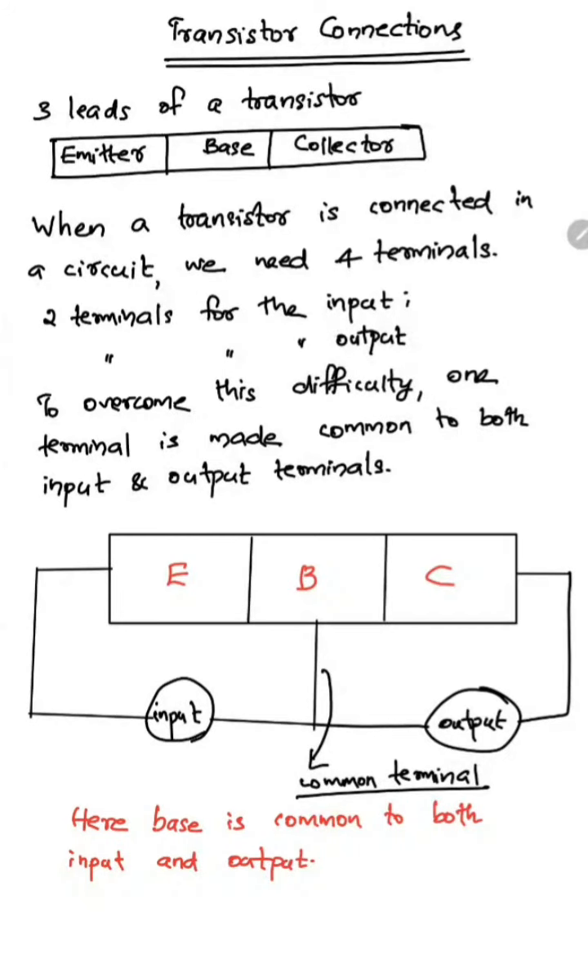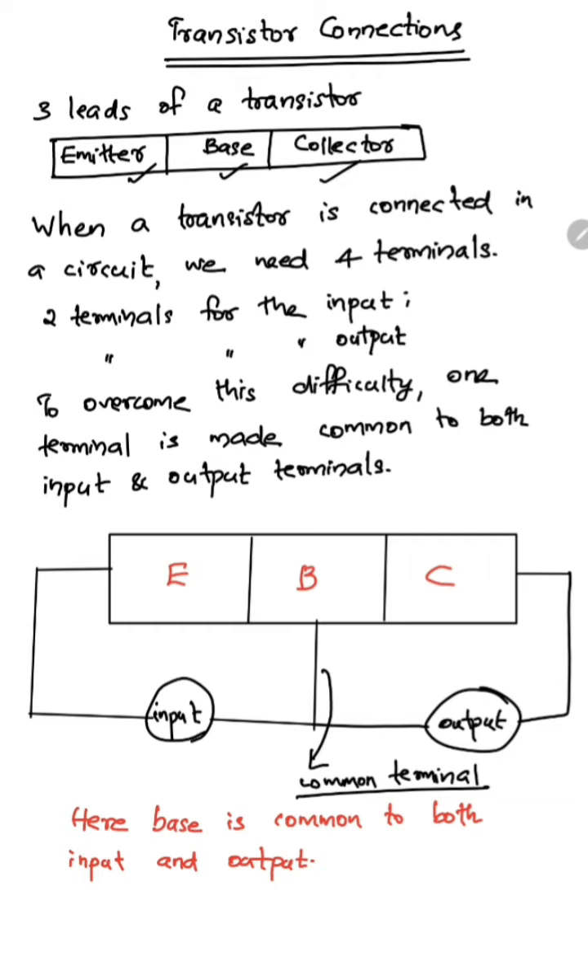Dear students, in this session we are starting the second module in our syllabus. The first part is transistor connection. In the last session we discussed the basic characteristics or basic concepts of transistors. A transistor consists of three sections: emitter, base and collector. So the three leads of a transistor are emitter, base and collector.